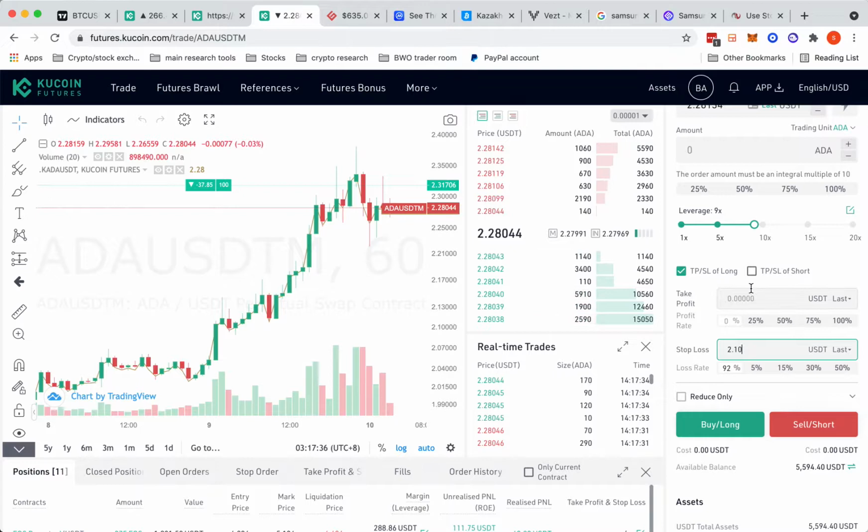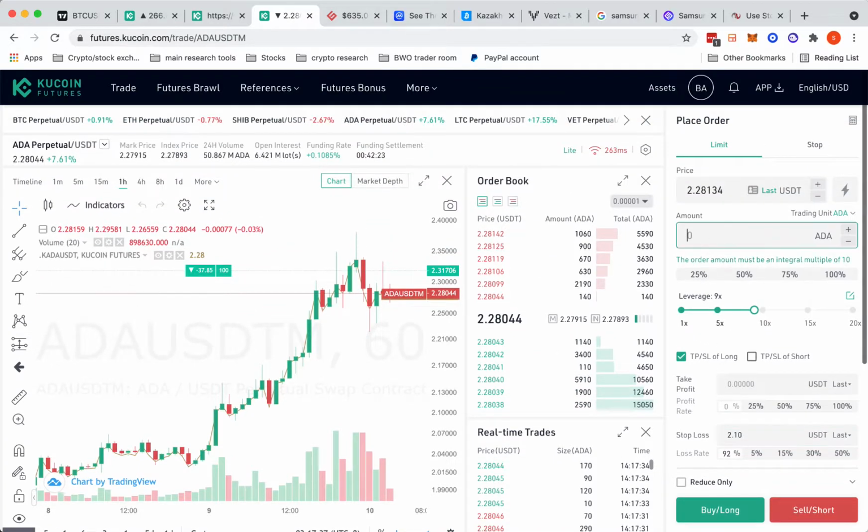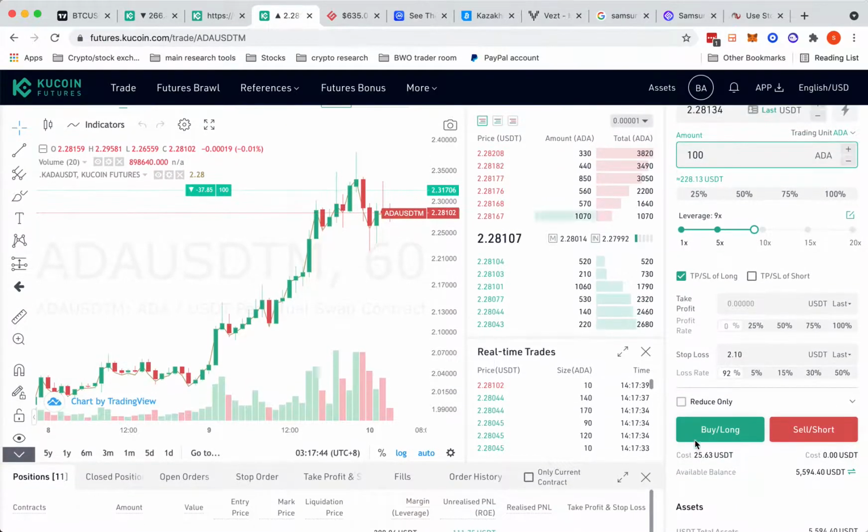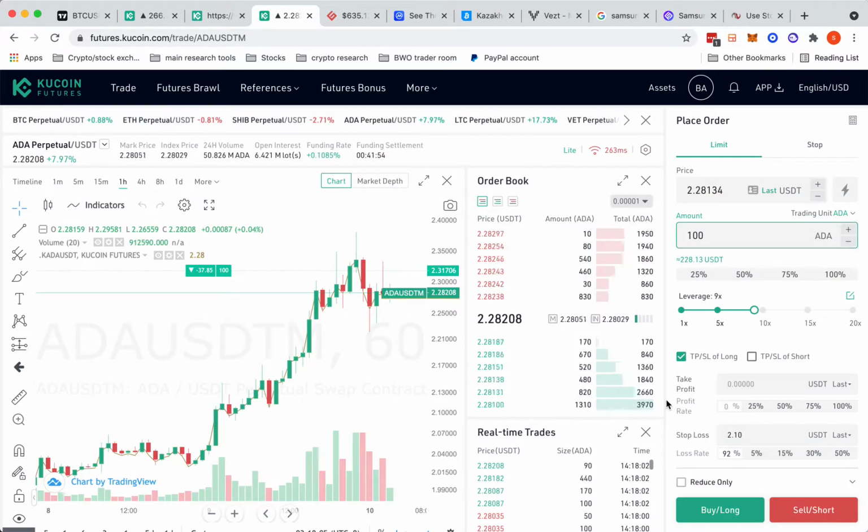And then after you have everything in, double check your pricing, your leverage, and then you just click buy long if the call was for a long, and sell short if the call was a short. And then the order would then go into queue. We'll have another tutorial on the queue, but that's how you pretty much place an order.